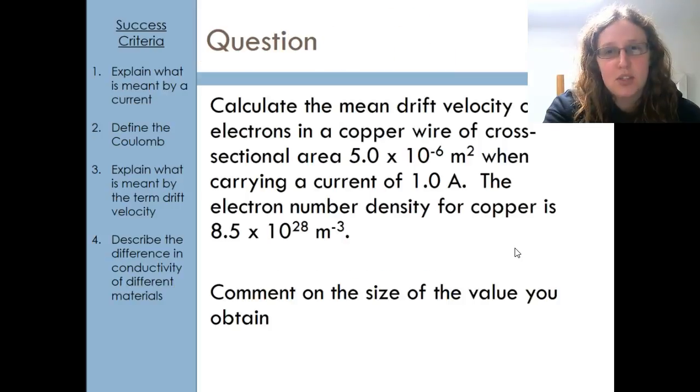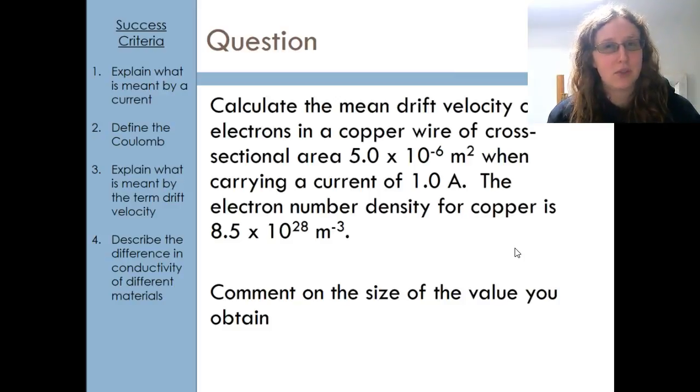So now that we've got this equation, let's have a go at doing a quick question. All I want to do is calculate the drift velocity of electrons in a copper wire, cross-sectional area 5 times 10 to the minus 6 meters squared, when the current is 1 amp and the electron number density is 8.5 times 10 to the 28 per meter cubed. Have a little look at your number, make a comment on it. Do this if you've not done drift velocity before, and really have a think about what your number is. So I suggest pausing and doing that. I'm going to go to the answer now though.